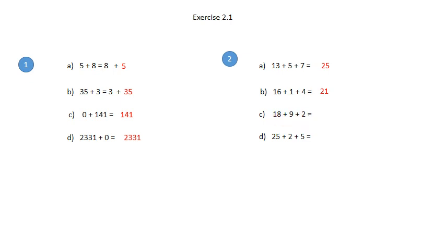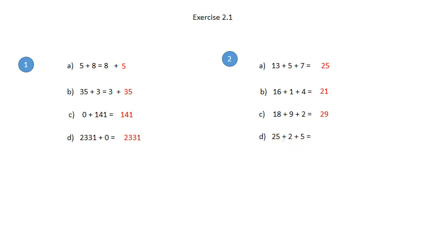Come on, students, just try to do the next one. 18 plus 9 plus 2. Think of something so that it can become like 10, 20, 30, 40. Now which number can we add so that it will be in the table of 10? Here is 18 and here is 2. If we add 18 plus 2, what will you get? 20. And 20 plus 9 will become? Now this is easy to calculate. So your answer is 29.